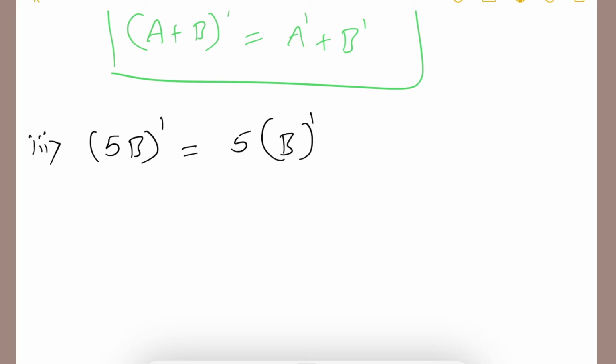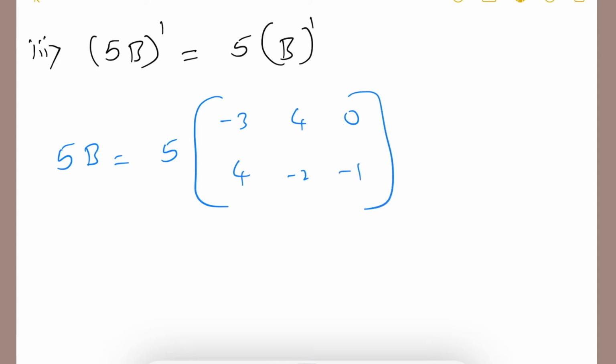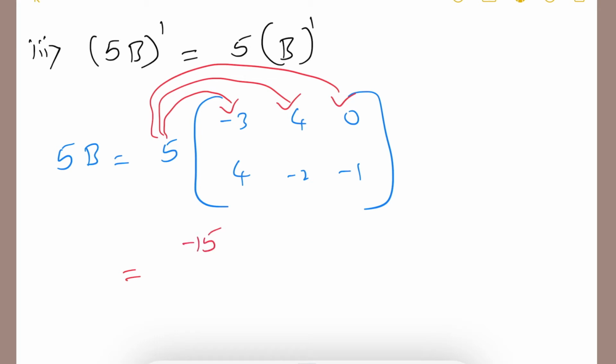Okay, first I am going with the LHS. I will find out the value of 5B. 5B is nothing but 5 times matrix B. Matrix B is [-3, 4, 0; 4, -2, -1]. Now we need to do scalar multiplication, that is, the outside number multiplies with each and every element inside the matrix. 5 into -3 is -15, 5 into 4 is 20, 5 into 0 is 0.